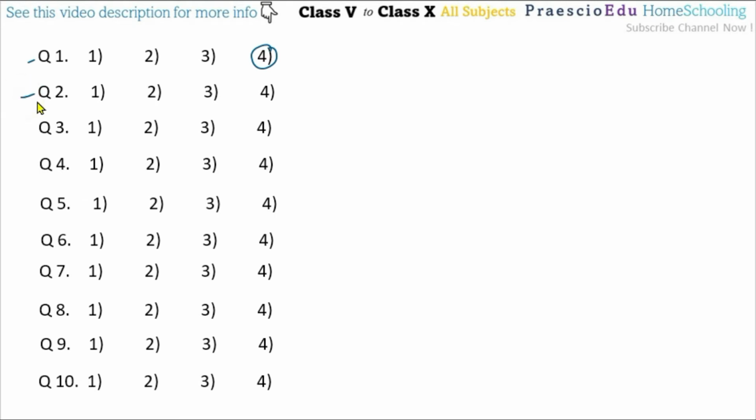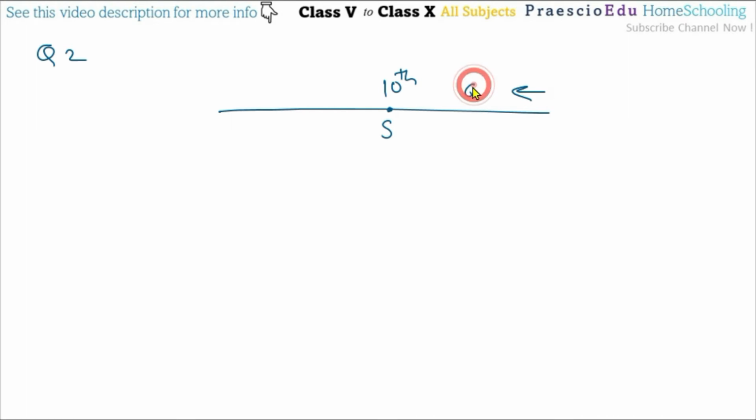Then question number 2: Samir is the middle person standing at the 8th place in the queue. So suppose this is a queue. In this one, the middle position is Samir. His place is the 10th place in the queue. What is Anita's position, who is standing at the 6th place from the right end? From the right end, 6th place. So she is at the 6th place.